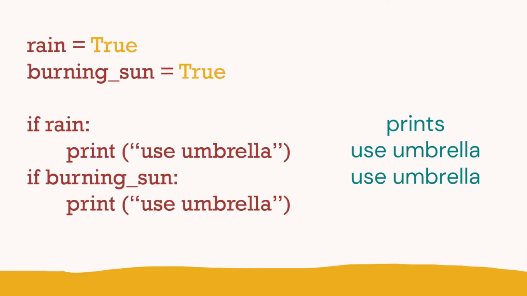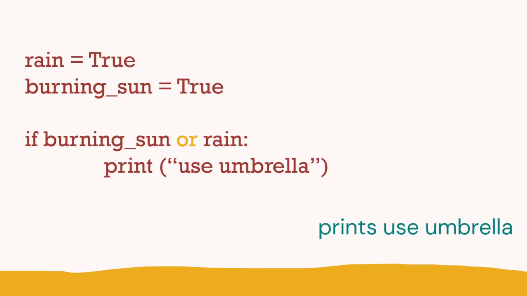OR is different. Here we have rain and burning sun, both are true. So we could have two if statements. Now this would print use umbrella twice if both of them are true, such as in this example. Here we're putting the two together and using OR. So if the burning sun is true or rain is true, we print use umbrella. So that just prints use umbrella once.